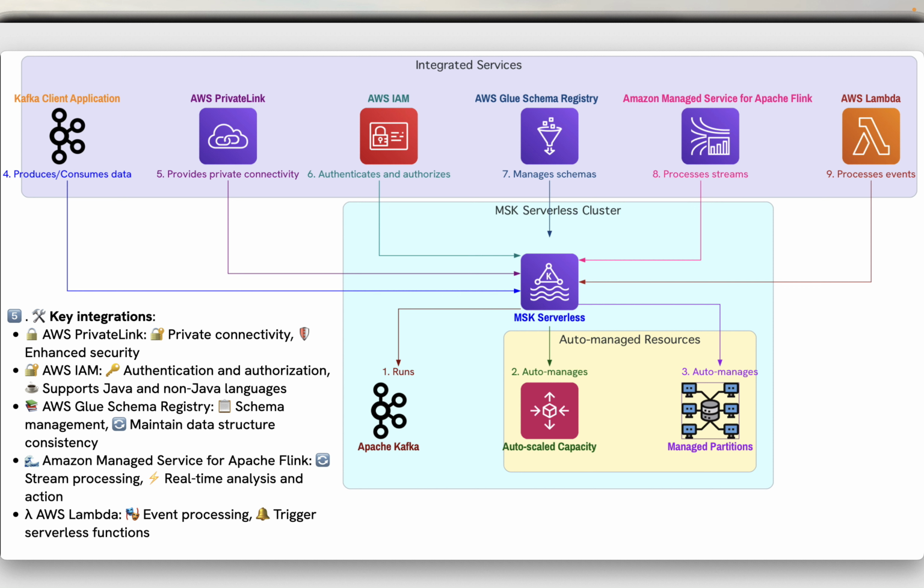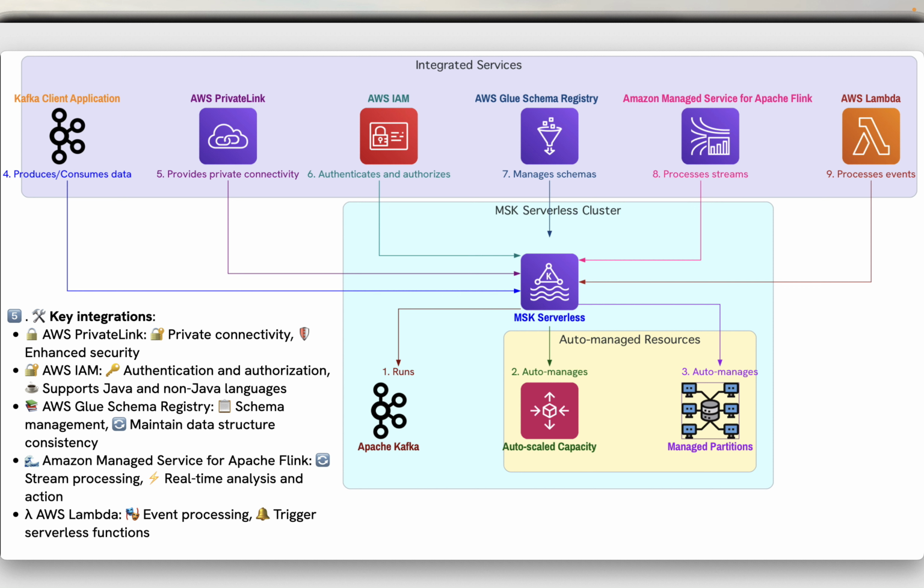And some key integrations of MSK serverless. MSK serverless integrates with AWS services, which are AWS PrivateLink, which provides private connectivity, enhancing security by allowing you to access MSK serverless without exposing your traffic to the public internet. Then AWS Identity and Access Management, which enables authentication and authorization for both Java and non-Java languages, helping you secure access to your Kafka clusters.